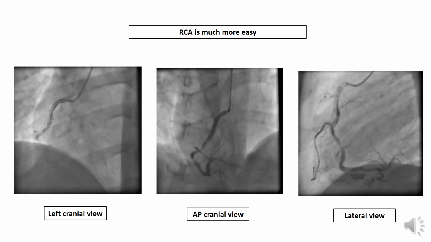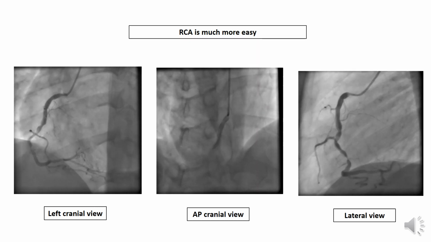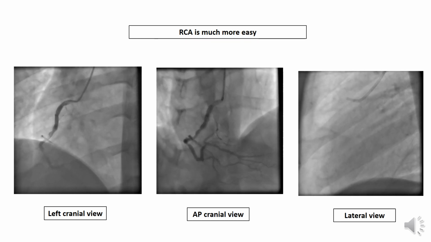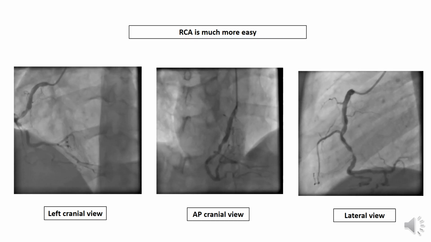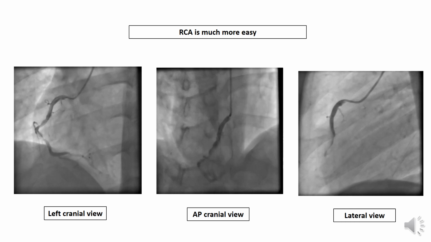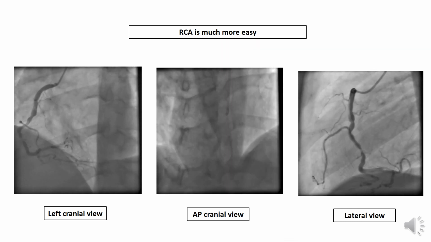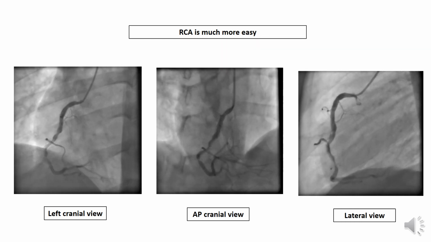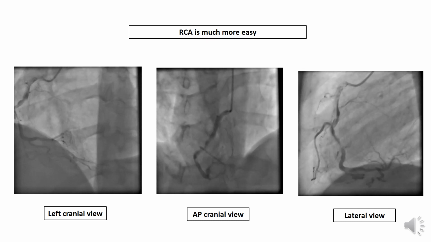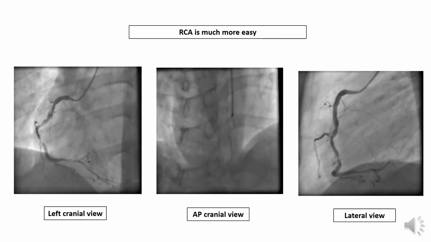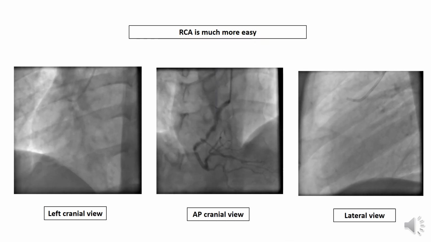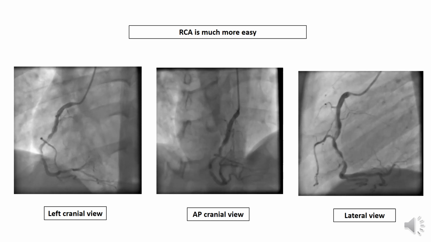And on this view we see the vertebral column at the middle of the view with the ribs horizontal, so we are in an AP cranial orientation, and the terminal branches, posterolateral and PDA branches, take a good segment of this view.